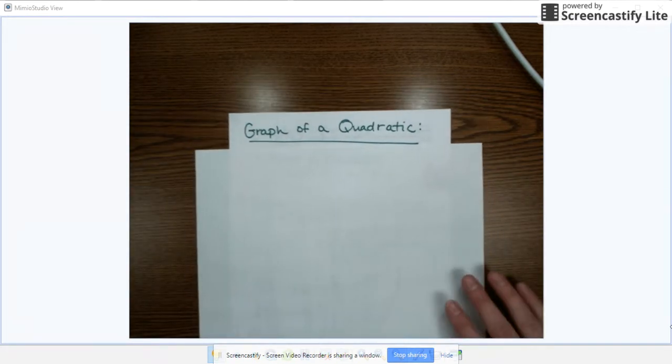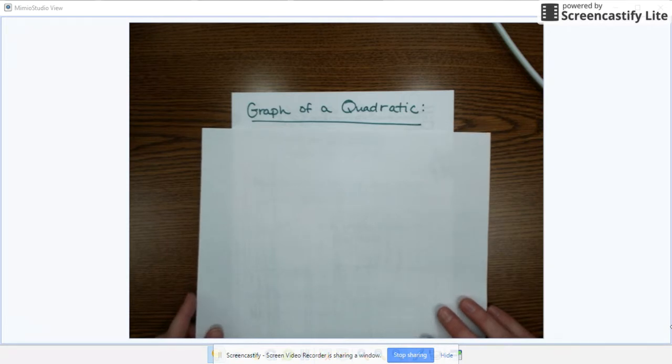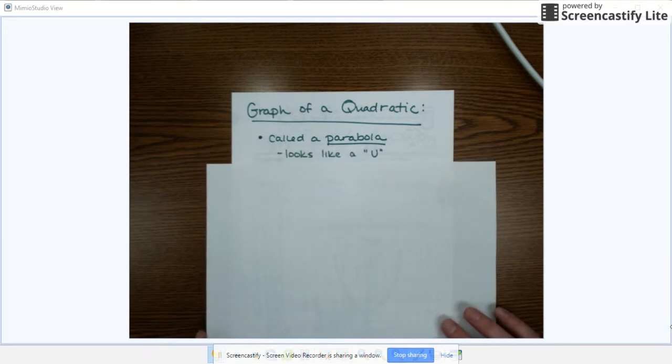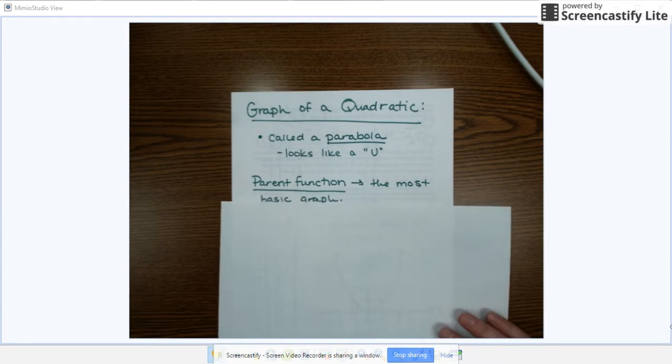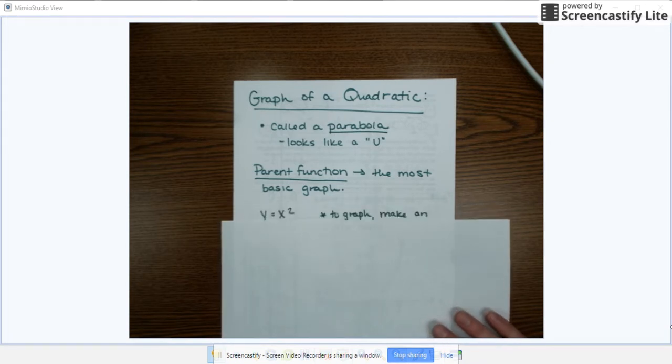Okay, we're going to look at the graph of a quadratic. No matter what kind of a quadratic you have, when you graph it, it's going to be a parabola. So a parabola looks like a U. It's going to be a U-shaped graph. We're going to look at something called a parent function. So parent function is the most basic form of a graph. So we're going to look at the most basic parabola we have. Well, that's y equals x squared because we're not adding or subtracting, multiplying, or dividing by anything.